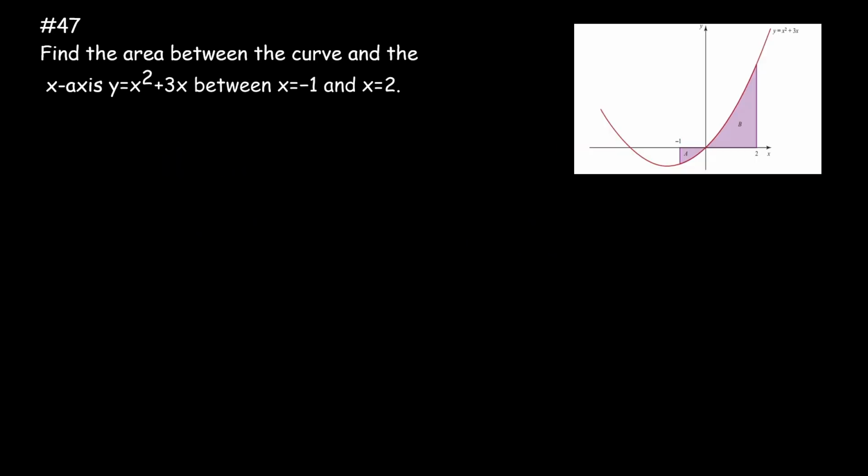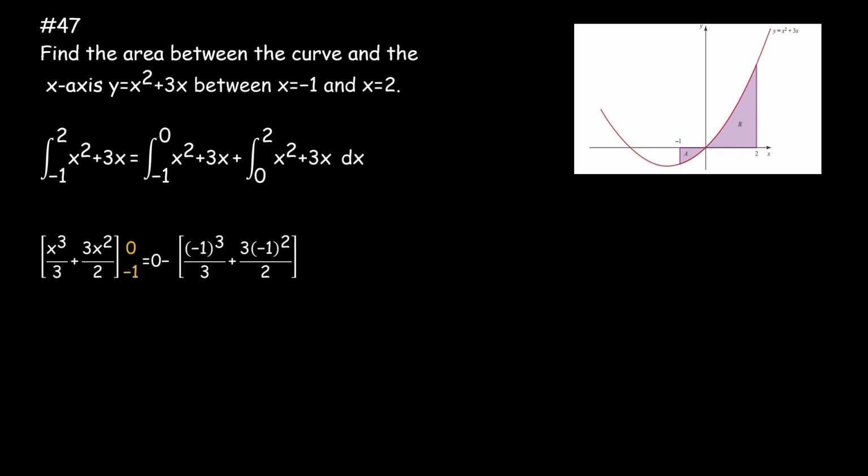Question 47. Find the area between the curve and the x-axis, y equal to x squared plus 3x, between -1 and 2. Okay, so we do the same process. We separate this from -1 to 0 and 0 to 2. The integral of the function x squared plus 3x would be x cubed over 3 plus 3x squared over 2. After integrating, we substitute each of the limits before adding them up.